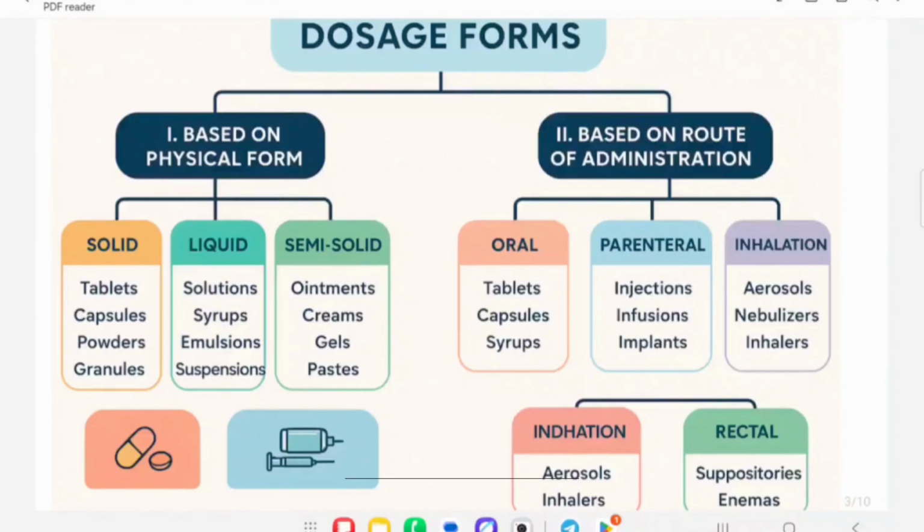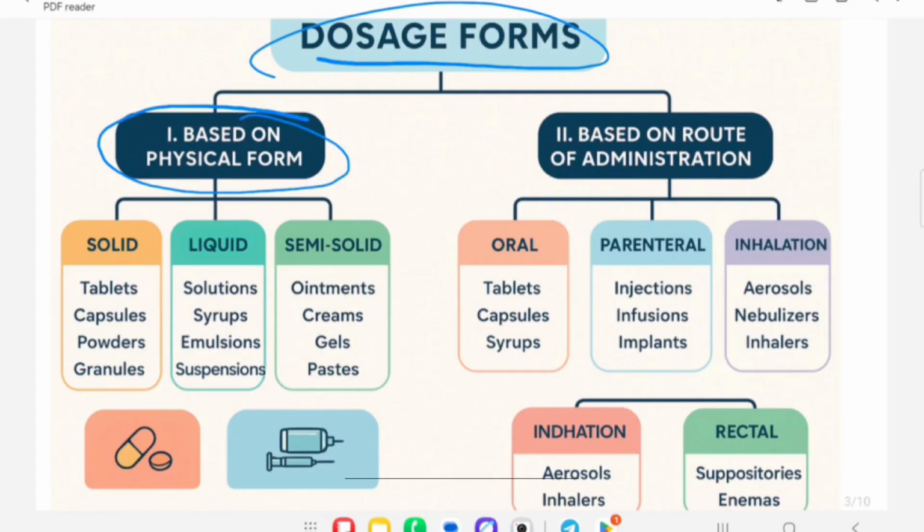Now the different types of dosage forms, or you can say the classification of dosage forms. Dosage forms are mainly classified based on two basic criteria. One is based on the physical form of the dosage form, and another one is based on the route of administration to the body. So the first one is based on the physical form. The dosage form will be available in the solid form, in the liquid form, and in the semi-solid form.